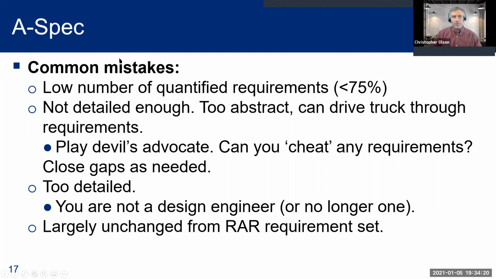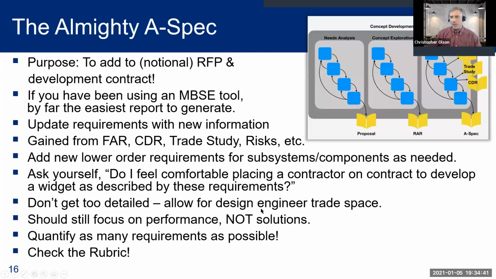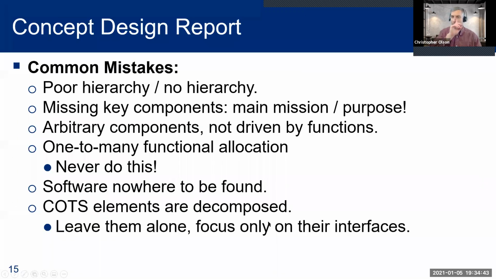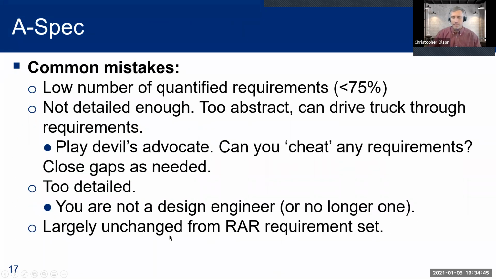Also, a common mistake is that the requirements in the A-spec are largely unchanged from the requirement set that's in the RAR. You haven't grown much of your requirements, or refined them. In which case, why did you do the whole project? All the stuff that we've talked about between the requirements analysis report and the A-spec, why did you do any of it if nothing really changed, right? So we've got to see some amount of growth here.